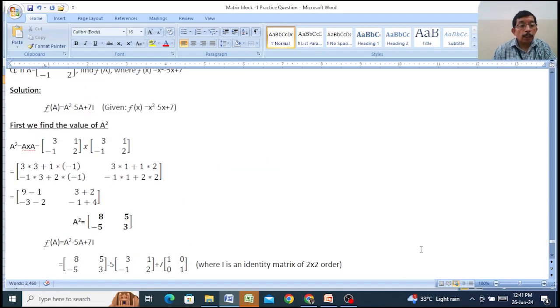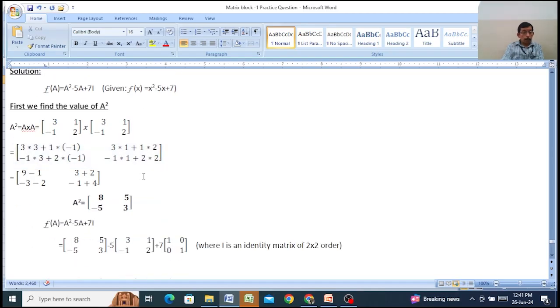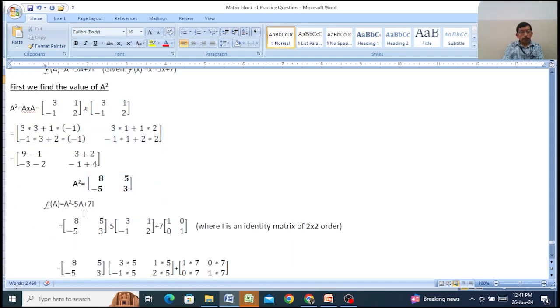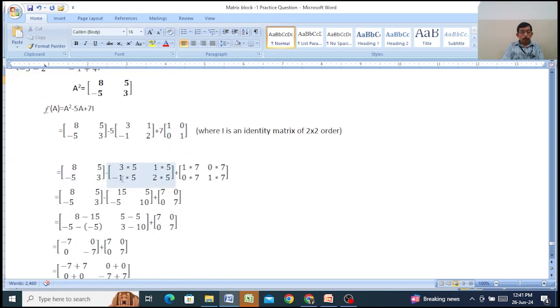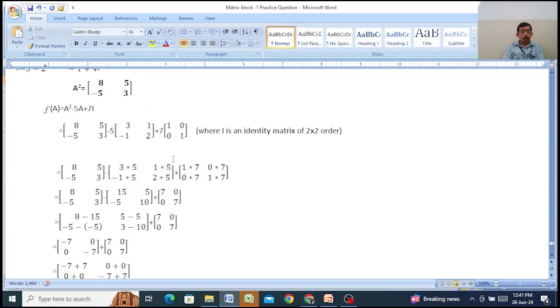So first we find the value of f(A) by replacing x with A, then f(A) is equal to A square minus 5A plus 7I. After that, we find the value of A square by the matrix multiplication method, row elements multiplied by the column elements. After the multiplication, we put the values of A square, A and I in the equation f(A). Then we do the scalar multiplication and the addition and subtraction, and we get the value of f(A) is equal to 0. This is the answer. Is it clear, everyone?